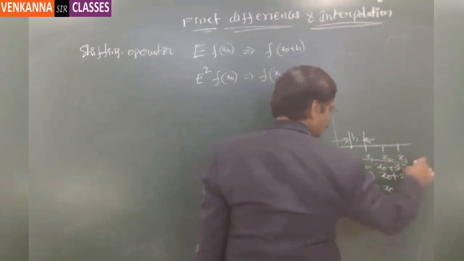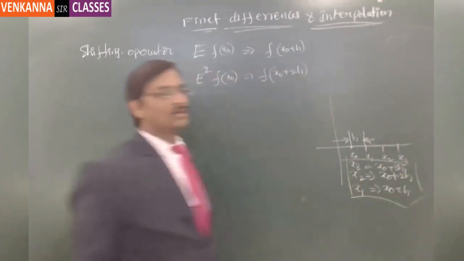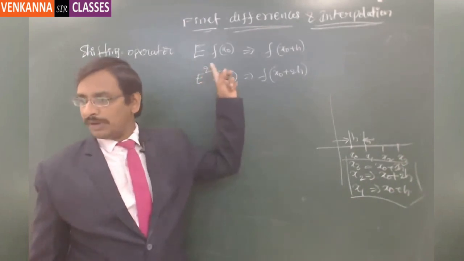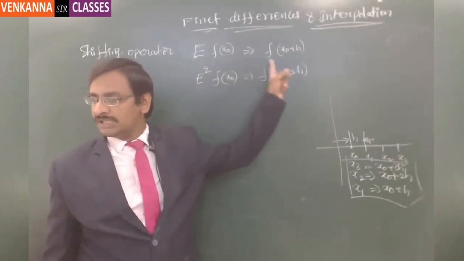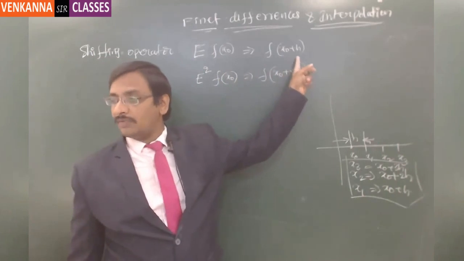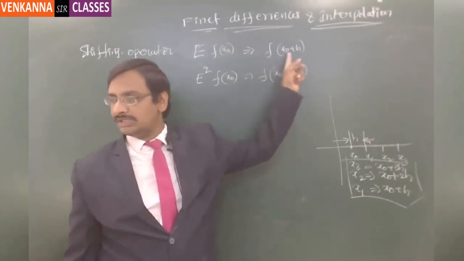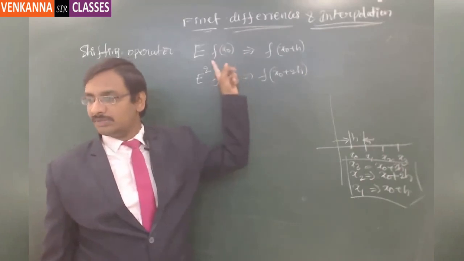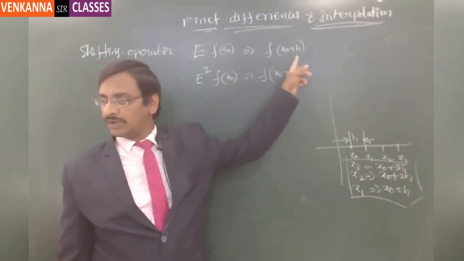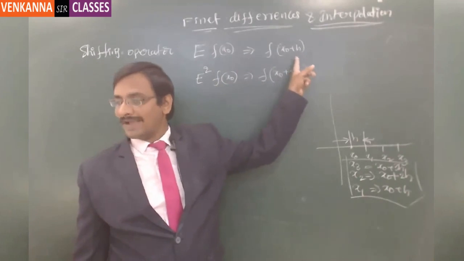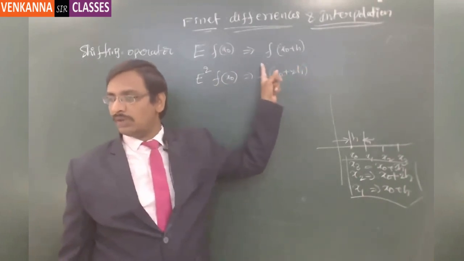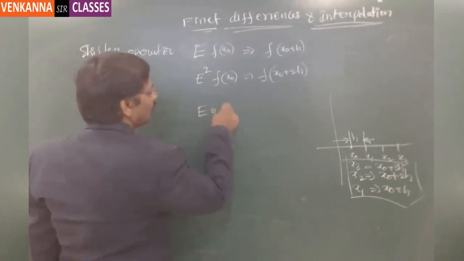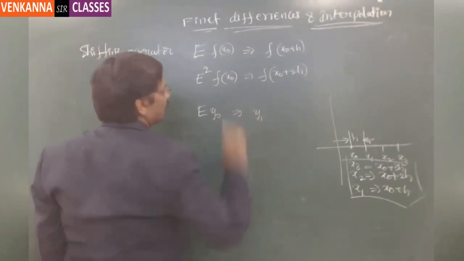Now, for using this kind of relation, we are going to make use of this shifting operator. So E is operated on a function f. This is going to give you a value of f of x naught plus h. So this is how it is shifting. Essentially, the function value is getting shifted. That means y naught is shifted to the location f of x naught plus h. If you call this y1, then E operated on y naught is going to be shifted as y1.